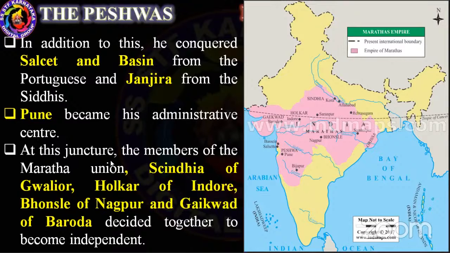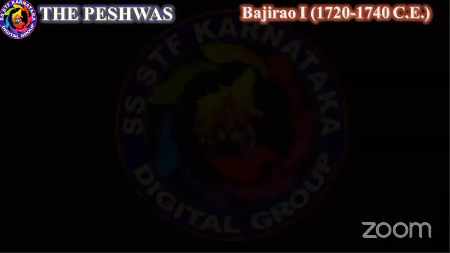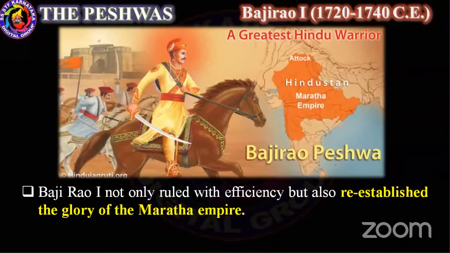At this juncture, the members of the Maratha Union, Scindia of Gwalior, Holkar of Indore, Bhonsle of Nagpur, and Gaikwad of Baroda decided to become independent. While Bajirao was successfully extending the empire, these four chiefs came to the decision to become independent, but the Peshwa didn't give a chance to that.